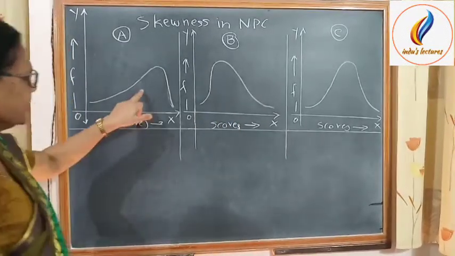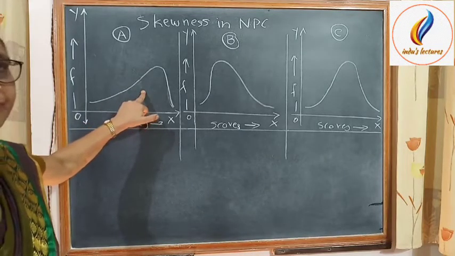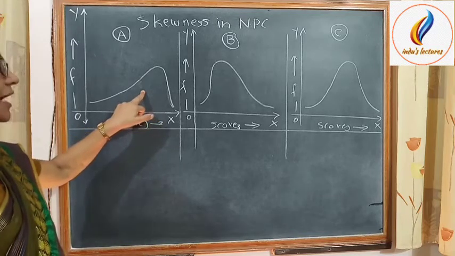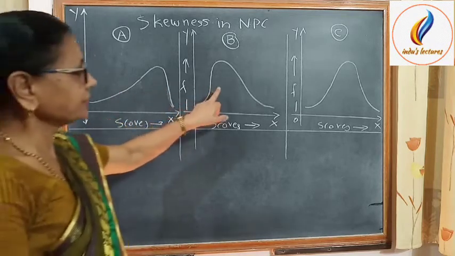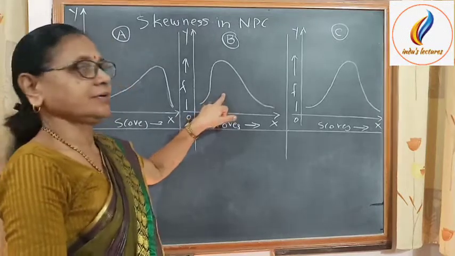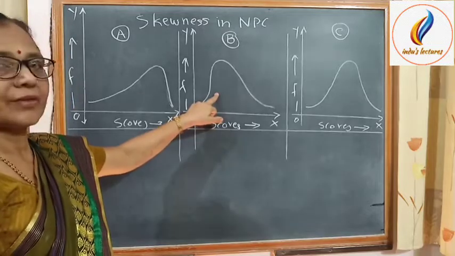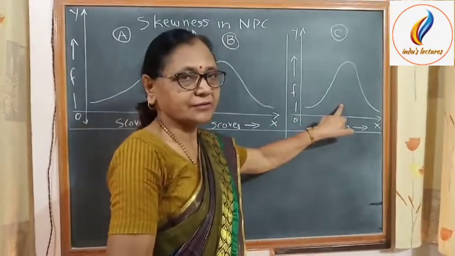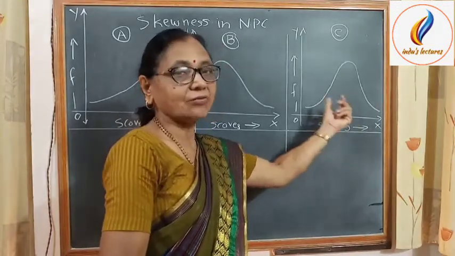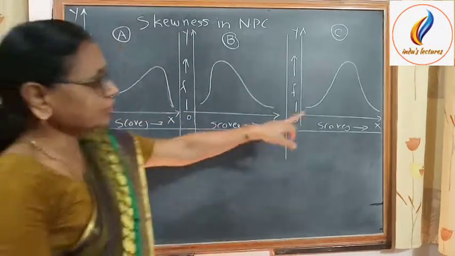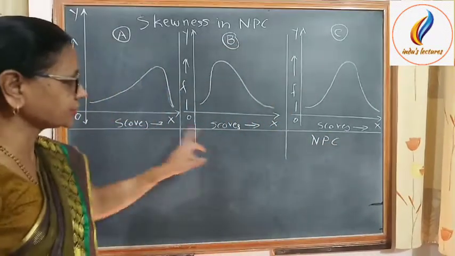In such a distribution, the majority of individuals obtain high scores, more than the mean, and in the case of distribution B, the majority of individuals obtain scores less than the mean. But in the normal probability curve, the majority of individuals obtain scores around the average. This is the normal curve, that is the normal probability curve, and these two curves are skewed.